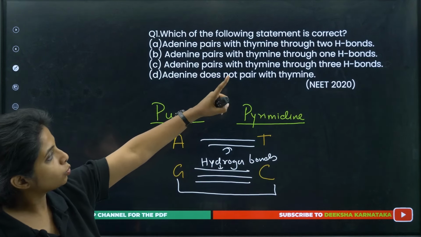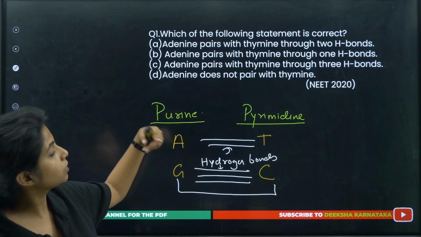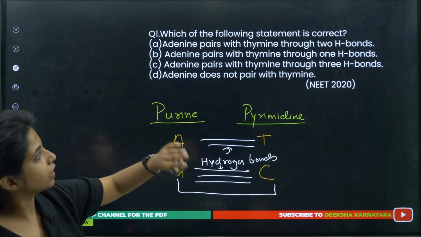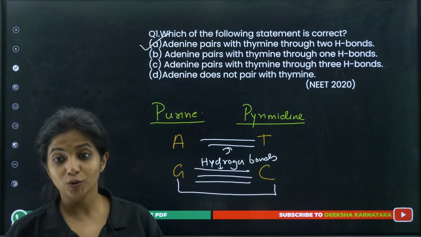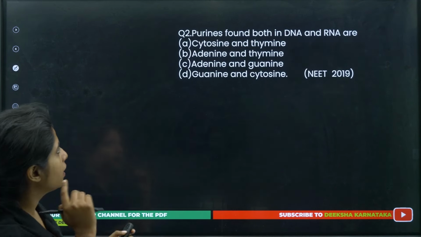Adenine pairs with thymine through 2 H bonds. Which one is correct? Adenine pairs with thymine with 2 H bonds. It's already correct, but still. Adenine pairs with thymine through 1 H bond: wrong. Through 3 H bonds: wrong. Adenine does not pair with thymine: absolutely wrong. So this is the answer. This came in NEET 2020. Such an easy question for marks. First question done. Second question.